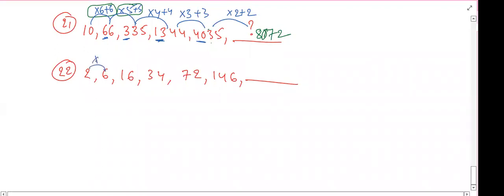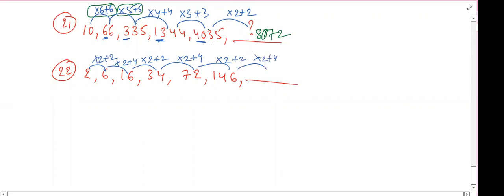Into 2 plus 2, into 2 plus 2. Yes, it is matching. And you are saying it is into 2 plus 4, and then repetition. Into 2 is 32 plus 2 is matching. And into 2 is 68, but it is plus 4. Yes, it is matching. Into 2 is 144 plus 2. So next we have to do into 2 plus 4.